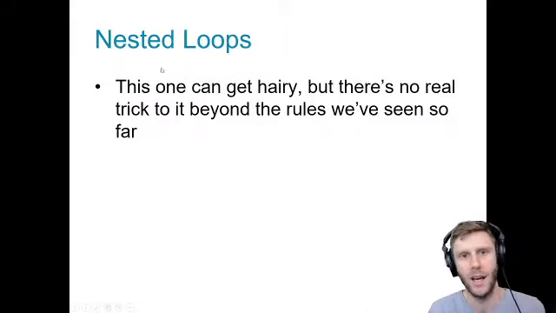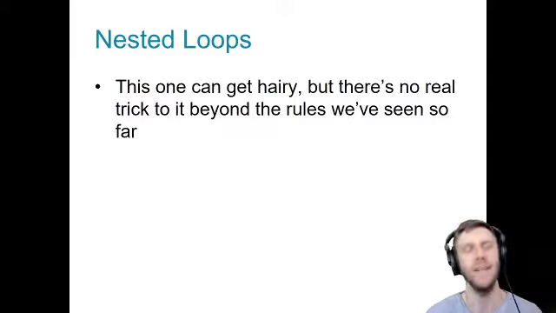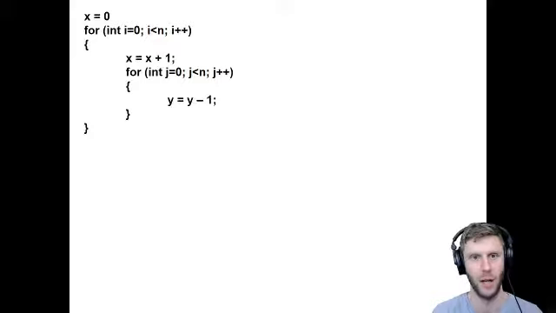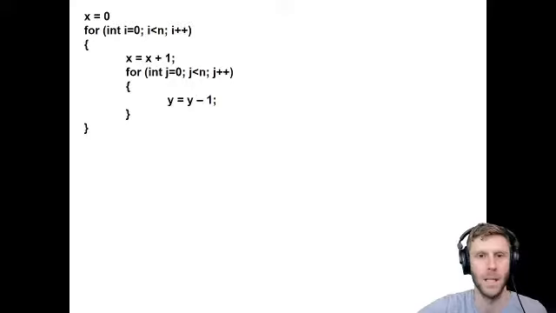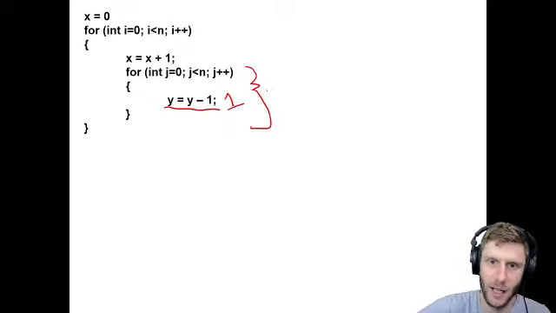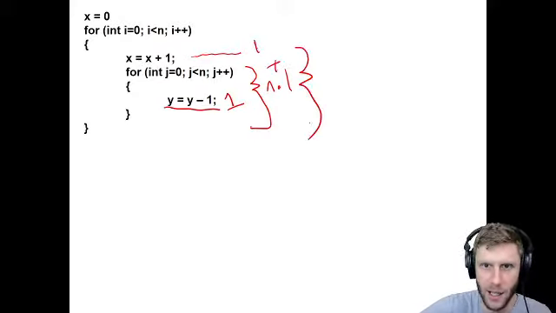Okay. Nested loops. This is where things can get hairy, but like everything else in the course, there's no trick to this other than: what are the rules? Just follow the rules. So let's say this is my code. This right here is like 1 step, and I'm running this N times. So this is like n times 1, and then this is 1 step. So this is like 1 plus 1 times n.